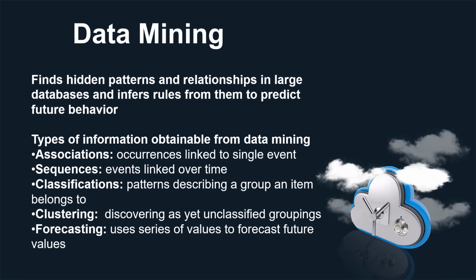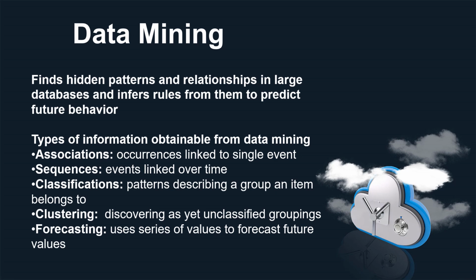Next, we also have what we call classification. Here, patterns describe the group to which an item belongs, categorizing the product that is being sold. For the fourth one, we have what we call clustering. For clustering, it is discovering as-yet unclassified groupings.